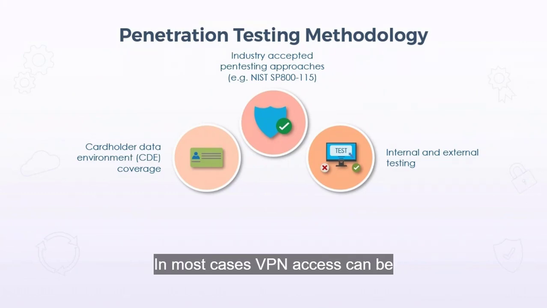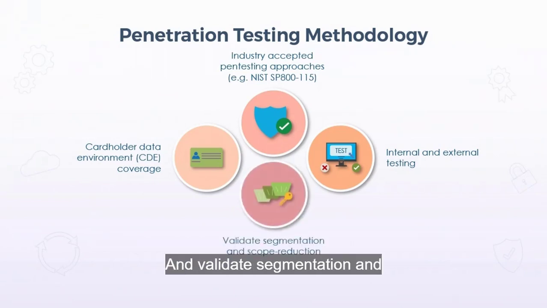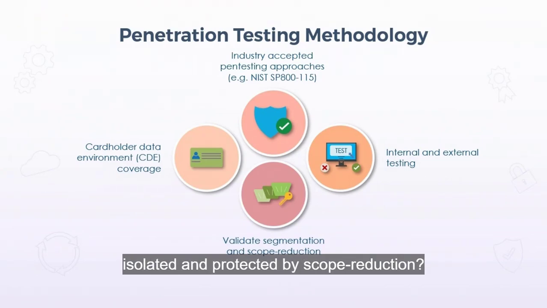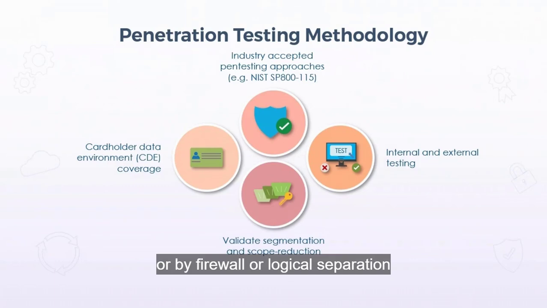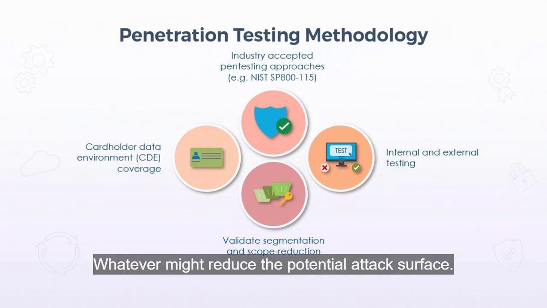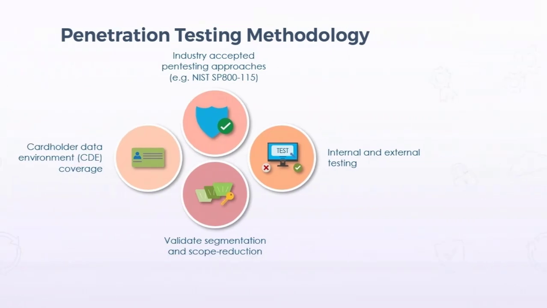In most cases, VPN access can be considered internal for the purposes of pen testing, and validate segmentation and scope reduction. How are key or critical components isolated and protected? By scope reduction, this can mean physically separated or by firewall or logical separation, depending on the use case, whatever might reduce the potential attack surface.